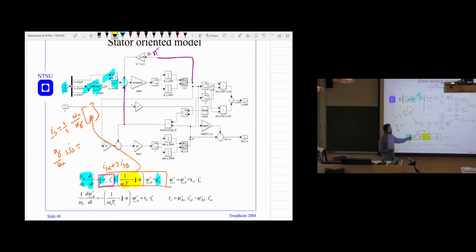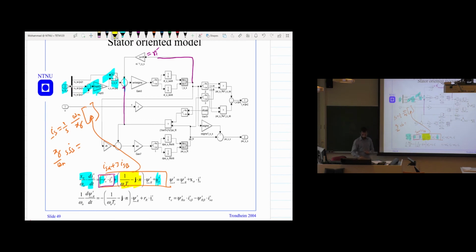One good thing is that when it's in a stator-oriented frame, we don't need to think about the magnetization, because it's already in the alpha-beta frame. And this model is valid for any operation. So that's the one good advantage: you don't need to think about the magnetization.